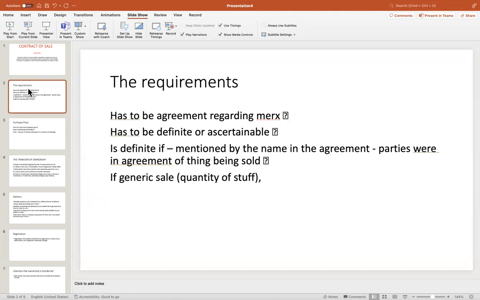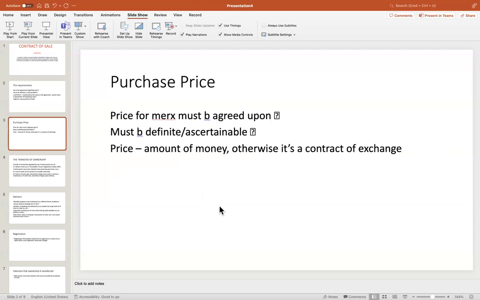So something is definite if it's mentioned by name in the contract of sale or in the agreement of the thing being sold. Let's say, for example, I'm selling my cell phone, which is an iPhone 10. It has to be mentioned by its name in the agreement. If it's more than one or two things, then the quantity of that particular property or the things that I'm selling also has to be mentioned within the context of the contract of sale.